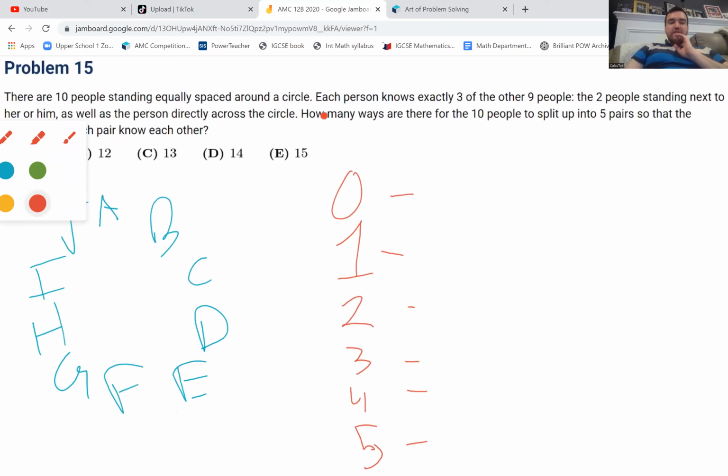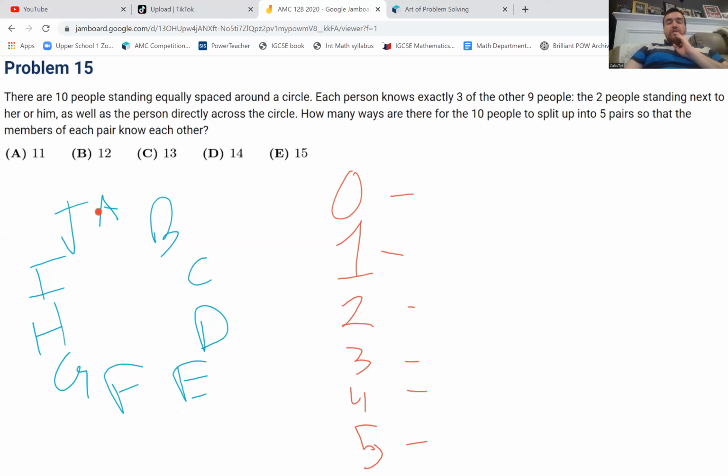So they're saying these 10 people, which I labeled A, B, C, D, E, F, G, H, I, J, and each person is friends with both the 2 people standing next to them, as well as the person directly across from them. So A is friends with B, J, and F. B is friends with A, C, and G. C is friends with B, D, and H, and so on and so forth. The question asks, how many ways are there to split these 10 people up into pairs so that in each pair, everybody knows each other?